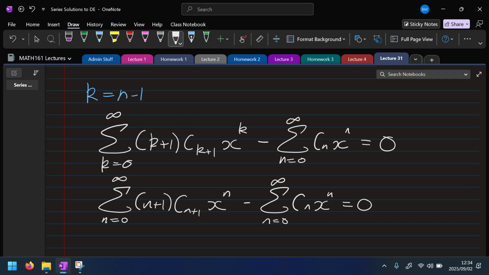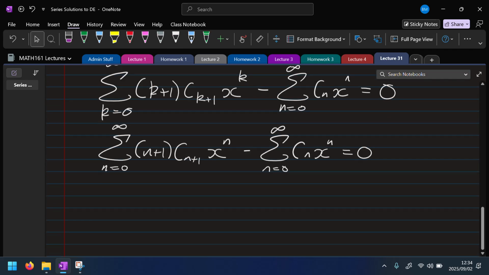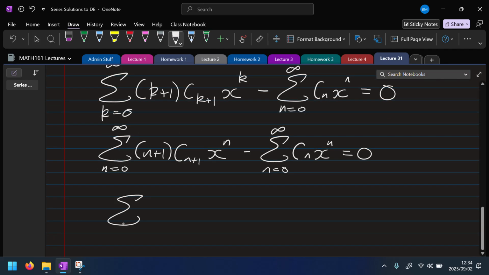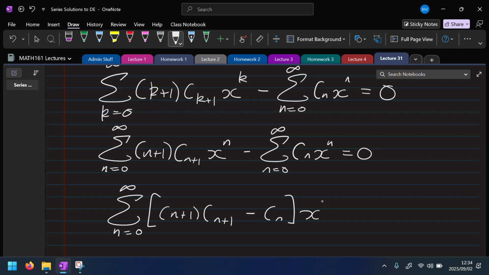Okay, and again, term by term, they have the same exponents. So it will be x to the 1, x to the 1, x squared, x squared. So we can combine them. So this is going to be the sum. N goes from 0 to infinity. We'll put a big square bracket just to combine everything. So we have the first coefficient, n plus 1, cn plus 1, minus, and then the second coefficient, cn. Close the big square brackets, and then we have x to the n. Okay, and this is still 0.